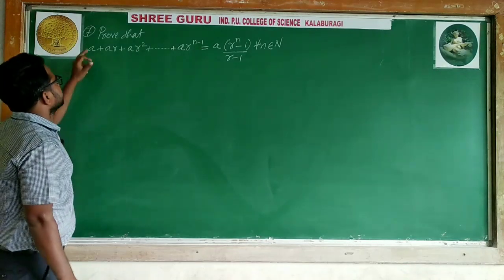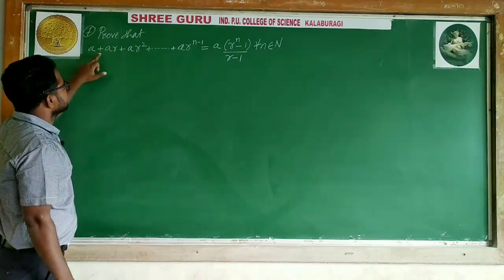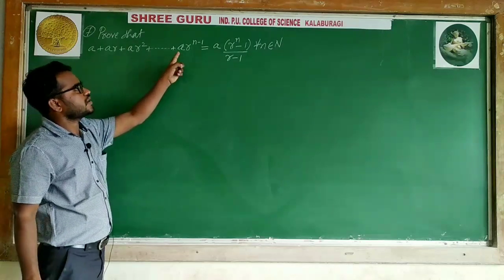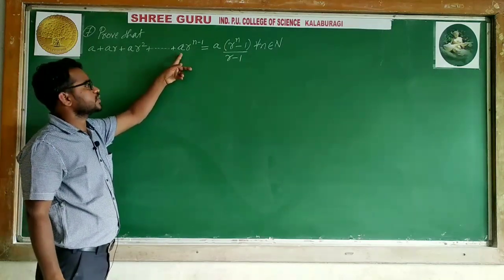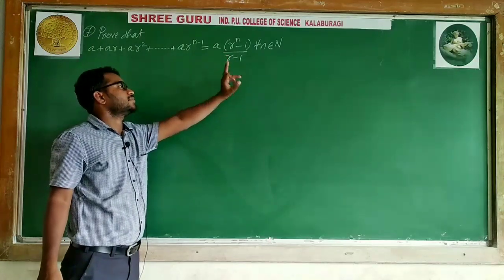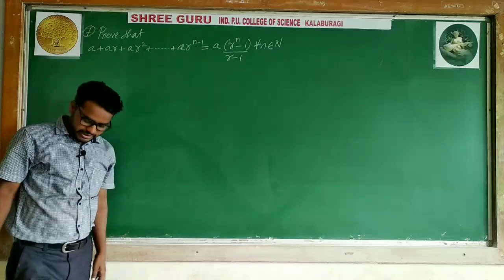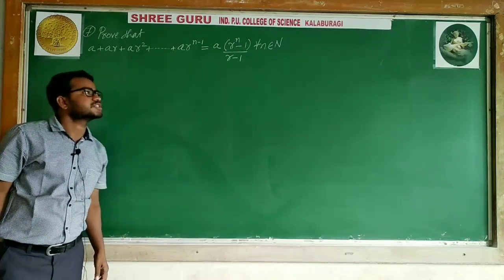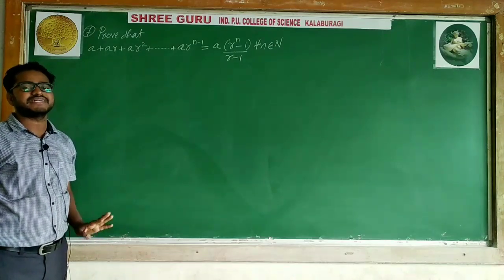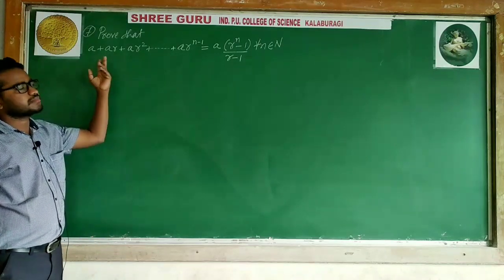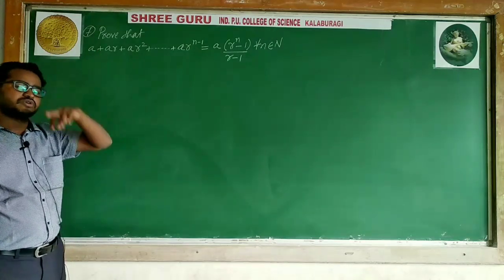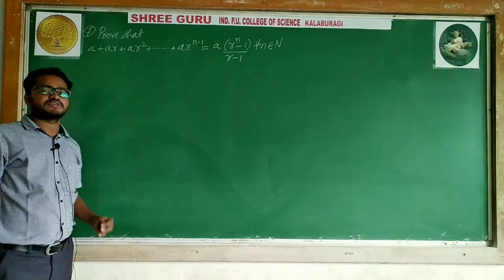Now the 7th problem. Prove that a plus ar plus ar square plus so on plus ar to the power n minus 1 is equal to a into r to the power n minus 1 divided by r minus 1, for all n belongs to capital N. This is one of the geometrical progression cases. This is the sum of n terms of the GP statement. This is one of the mathematical statements. Particularly, this is the sum of n terms of the GP, geometrical progression, that you will come to know again in first year in the case of sequence and series.